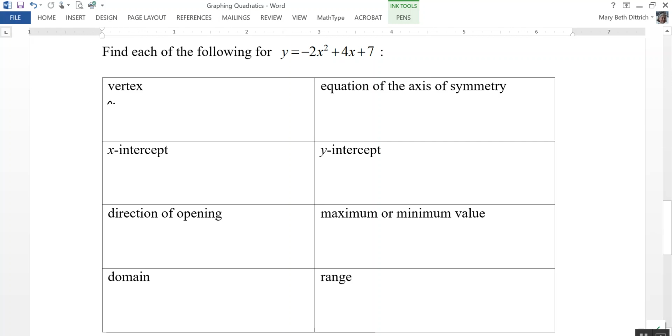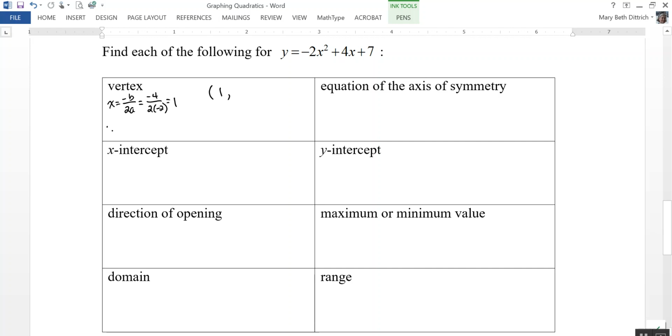So I'm going to use x is equal to the opposite of b over 2 times a. b is 4, so the opposite of that is negative 4 over 2 times a, which is negative 2, or negative 4 divided by negative 4 is 1. So that means that the x-coordinate of my vertex is going to be 1.